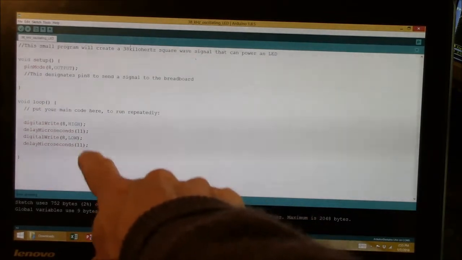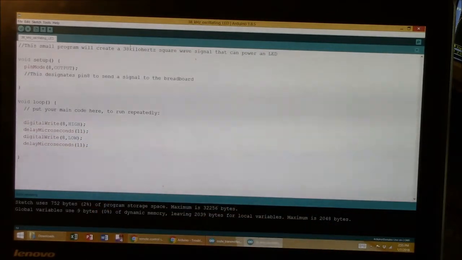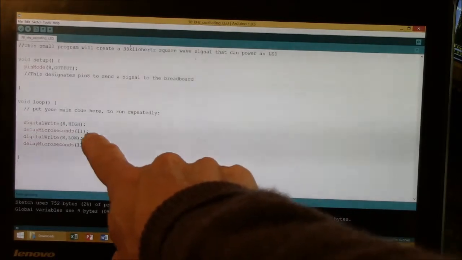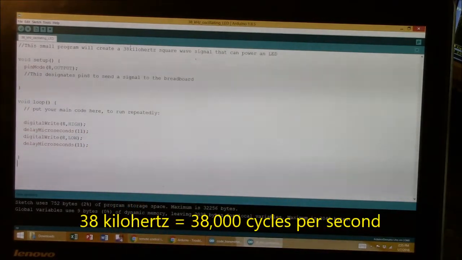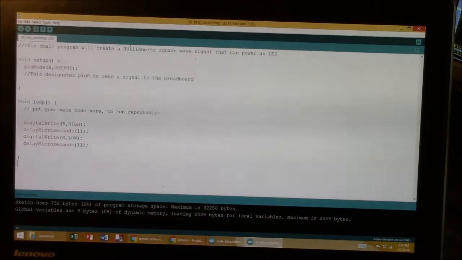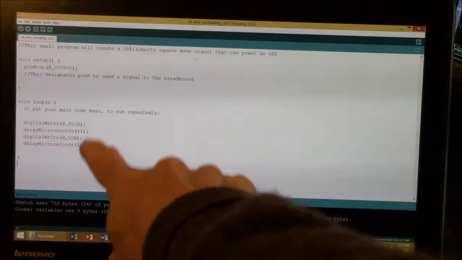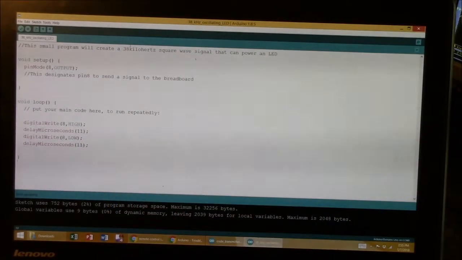This turns out to make a 38 kilohertz signal. Mathematically, this should be 13 microseconds on, 13 microseconds off. We'll make 38 kilohertz. And in practice, 11 microsecond delay, because there's some time processing the actual instructions by the Arduino.